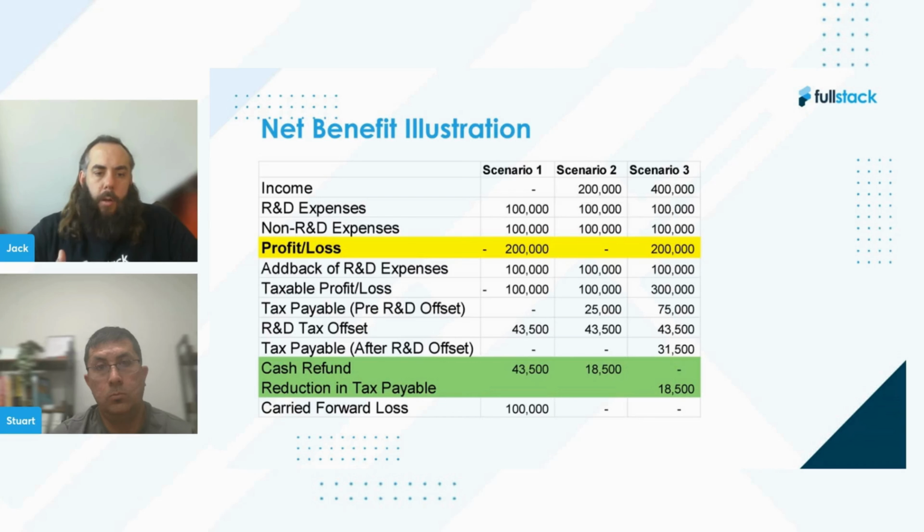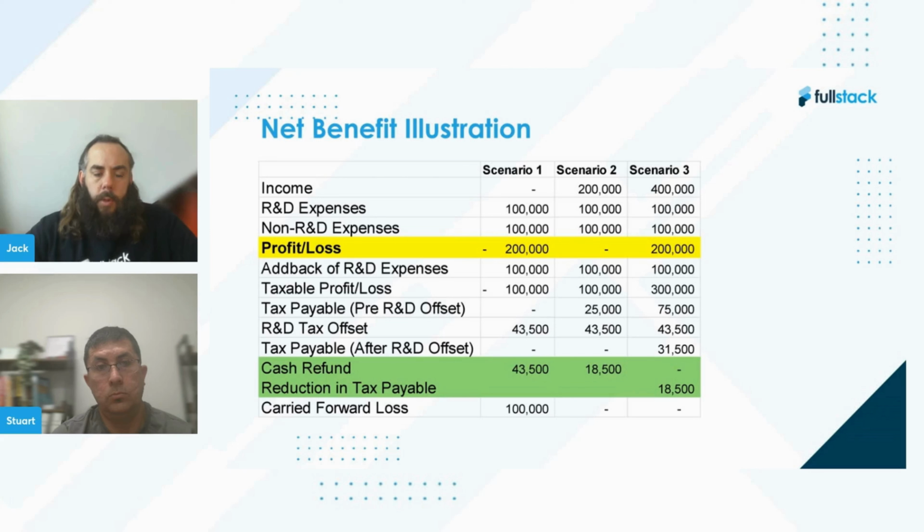So scenario 1, where the loss is greater than the R&D expenses for the year, you get back the full 43.5% as a cash refund. In doing so, you use up $100,000 of losses, but you do carry forward that remaining $100,000.